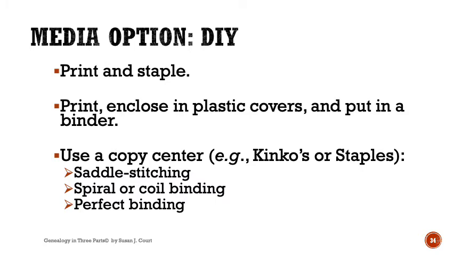Another media option is to do it yourself, completely or in part. For example, you can print your document and staple it. You can jazz up this copy by using heavy-duty color paper for the front and the back. Or you can print the document and enclose it in plastic covers and put it in a binder. The plastic covers with holes can be purchased at Staples, Home Depot, or on Amazon.